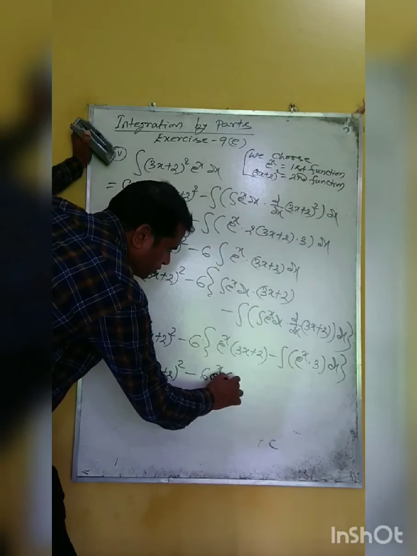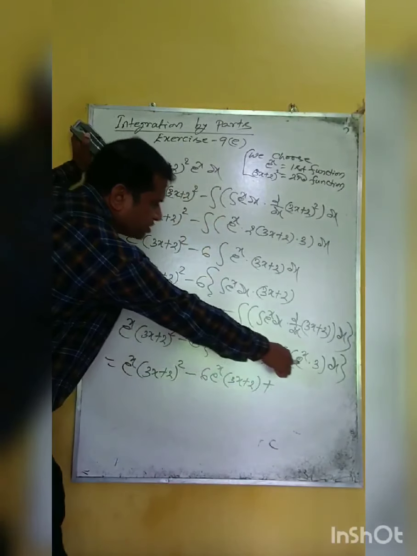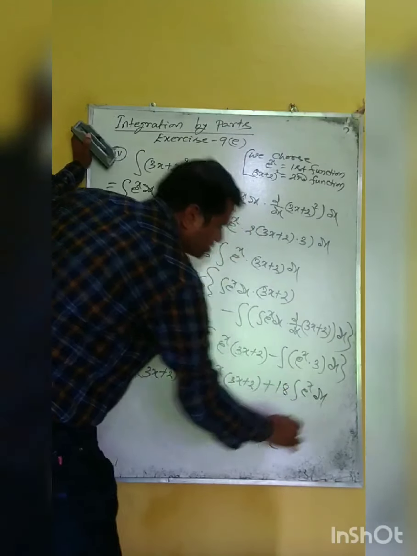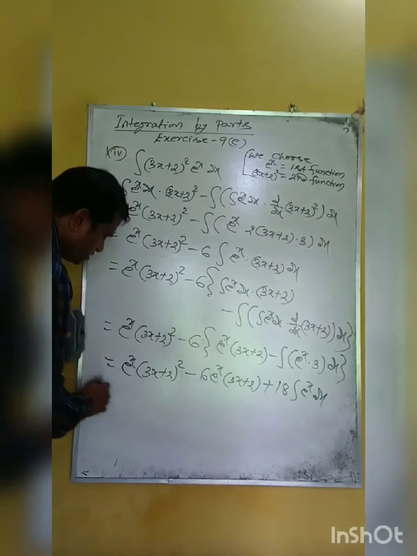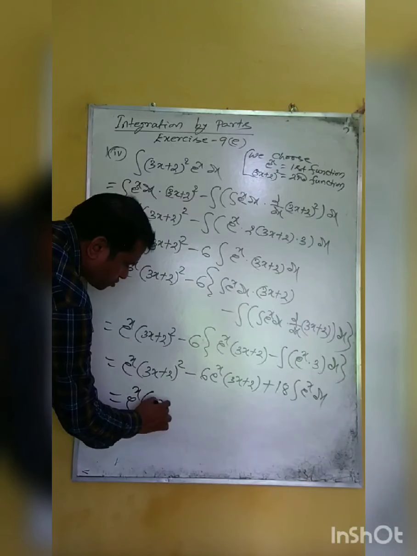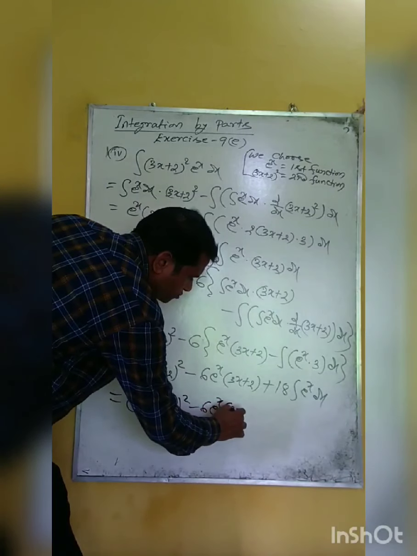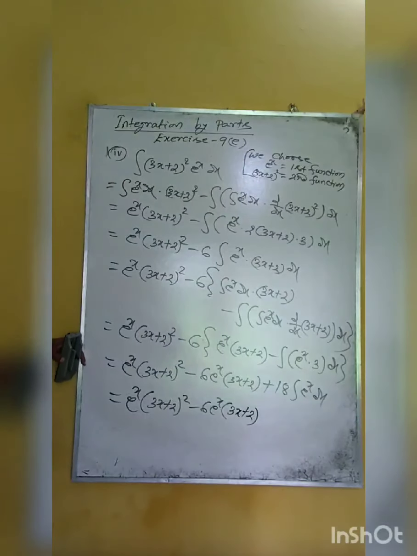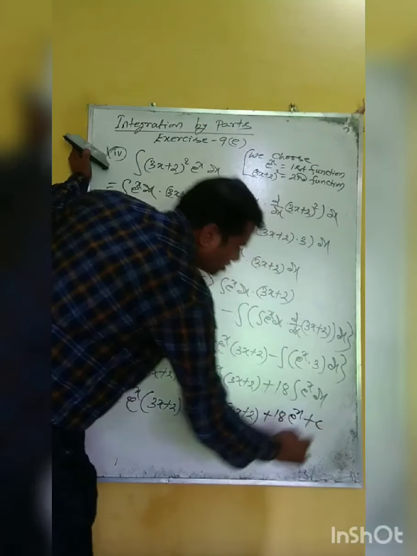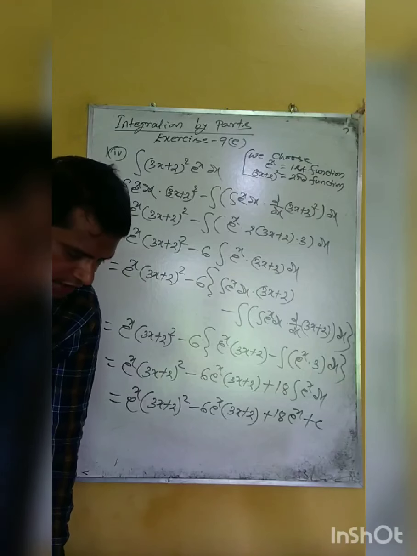that equals e to the power x whole into 3x plus 2 whole square minus 6 e to the power x whole into 3x plus 2, minus 6 into minus 3, plus 18 integral e to the power x dx. You know the integral of e to the power x is e to the power x. So e to the power x into 3x plus 2 whole square minus 6 e to the power x whole into 3x plus 2 plus 18 e to the power x plus c. Answer. Okay, next we discuss another example.